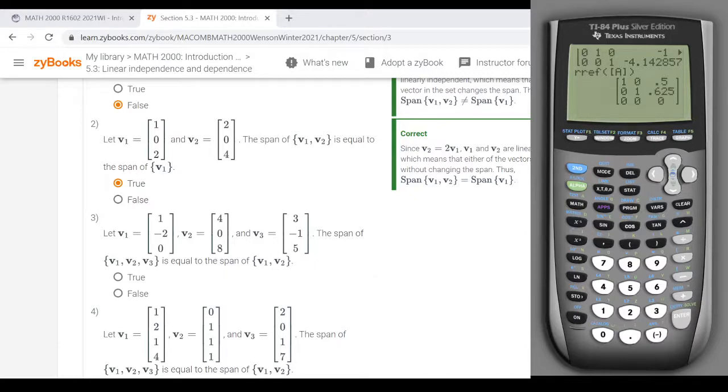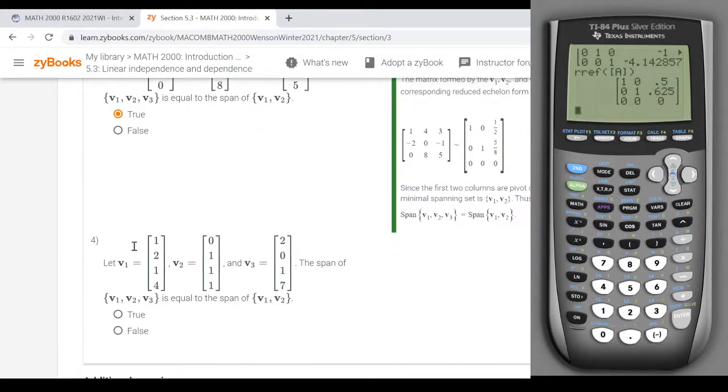Well, if you look at my calculator, you see how only the first two columns are pivot columns, so those first two vectors, negative 1, 2, 0 and 4, 0, 8, are independent. And you don't need this third one, because the third column is not a pivot column, meaning you could write the third vector, 3, negative 1, 5, as a linear combination of the first two. So you don't need v3. So the span of these three vectors will be equal to the span of these two. So this is true.